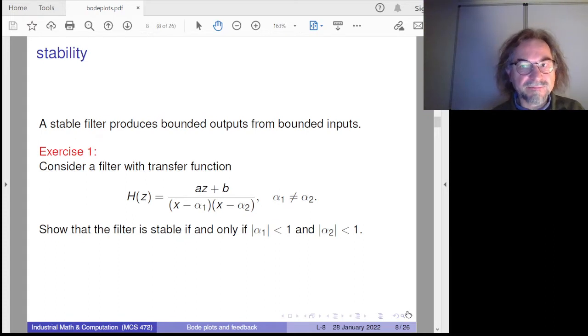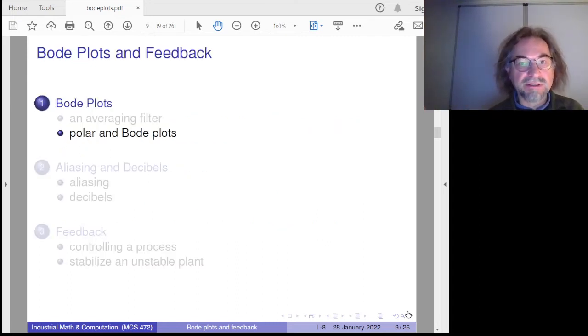So by this I have kind of solved the exercise in words. What you need to do to actually solve the exercise is to apply the partial fraction decomposition and exploit the fact that our filters are linear. Okay, the averaging filter is stable.